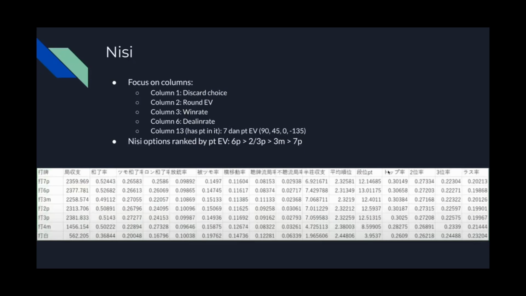And in this just generated output from the Nisi simulator, column 1 is the discard choice, column 2 is the round EV, win rate, column 3, deal rate, column 6, and dawn point EV, column 13. And Nisi thinks 6p is better than 2-3p, which is better than 3m, which is better than 7p.